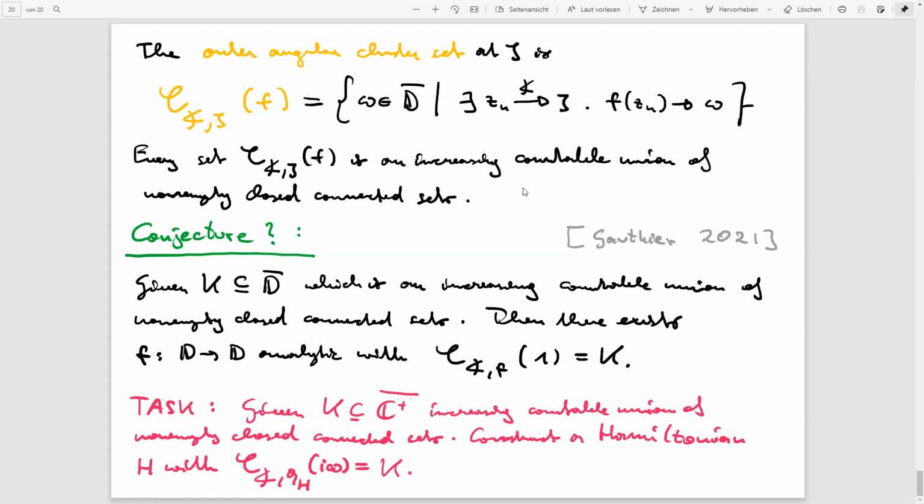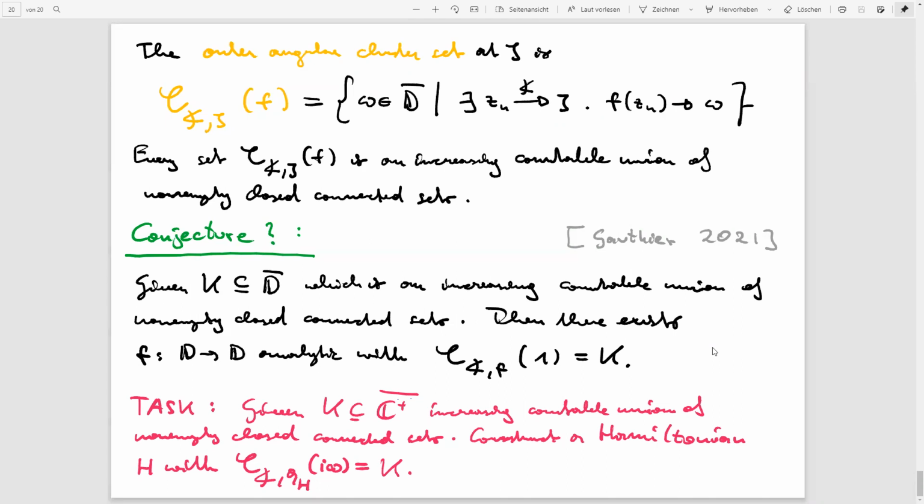And the conjecture is, I mean, I don't even know if it is a conjecture. I've just asked around and some people said it's not known. So maybe if somebody of you knows that this is true or false, then please let me know. In any case, Paul Gautier, I communicated with him some months ago, said that he has a proof that the converse holds. So for every increasing countable union of non-empty closed connected sets, there exists an analytic function in the unit disk which has this outer angular cluster set. But a couple of weeks later he told me that he found a gap in the proof. So it is still a conjecture, at least up to my knowledge.